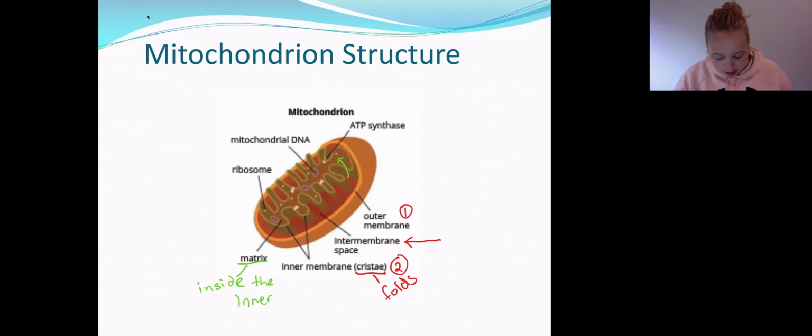Now within this, there's a whole bunch of interesting bits and pieces. One of the really interesting things is that, like the chloroplasts, they have their own DNA, and that's called mitochondrial DNA. We come back to mitochondrial DNA in Unit 4 again, but for now we're just going to say they have DNA. The other thing that they tend to have is their own ribosomes.